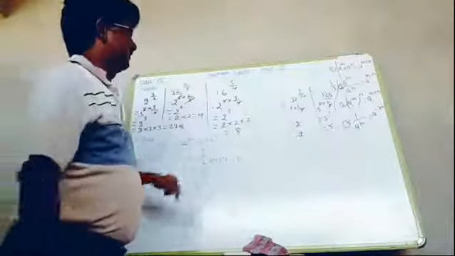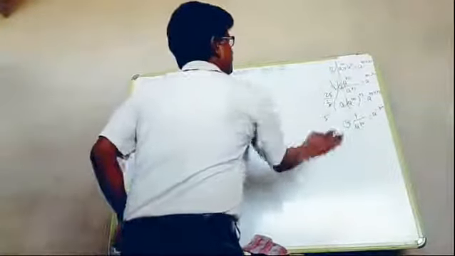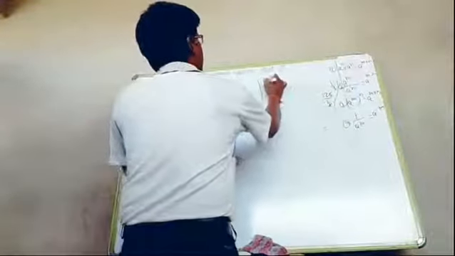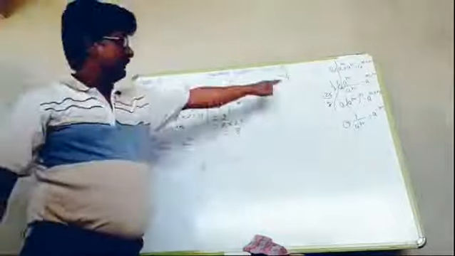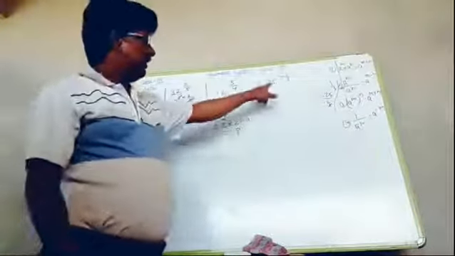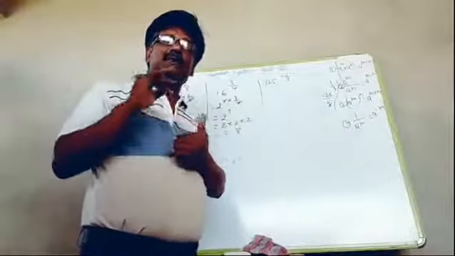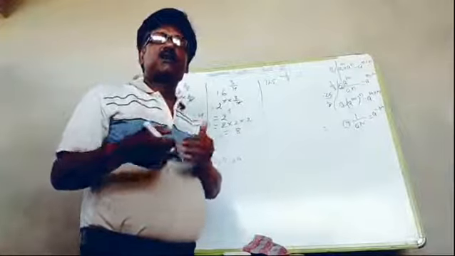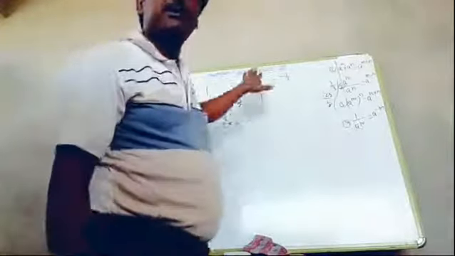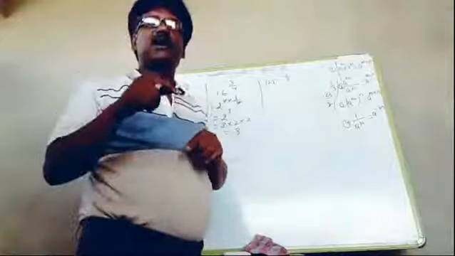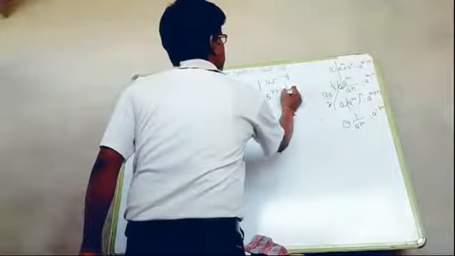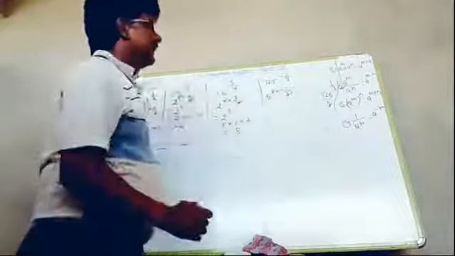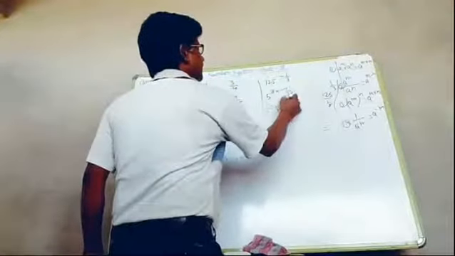Okay. Next, see, 125 is raised to power minus 1 by 3. So once again 3 is there, and when 5 is multiplied 3 times, then we get 125 as the product. So in place of 125, we can write 5 is raised to power 3. So 5 is raised to power 3 into minus 1 by 3. So 3 and 3 will be cancelled, and that is 5 is raised to power minus 1.